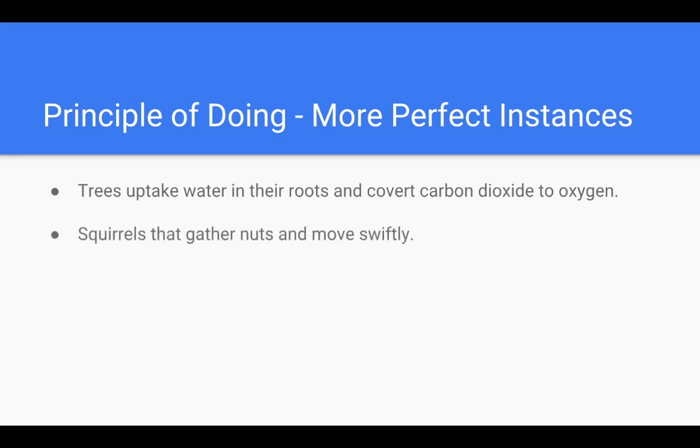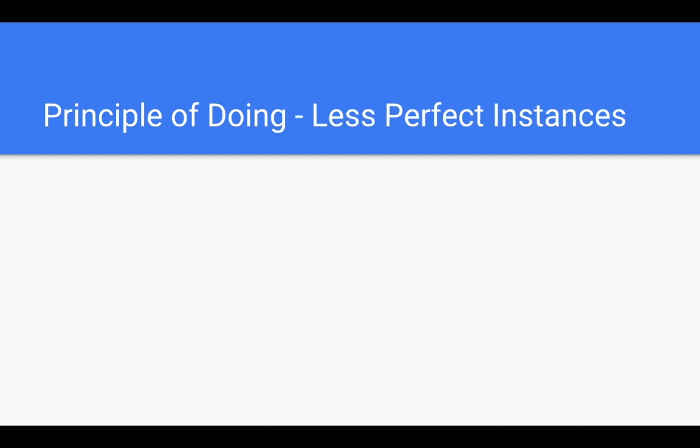What about squirrels that gather nuts and move swiftly? They gather nuts obviously to sustain them, and they move swiftly in order to be able to avoid predators. That's what squirrels should do because that is good for them. That's a perfect instance of their nature, because if they didn't do these things, they would not flourish. Now, what about less perfect instances of these things?